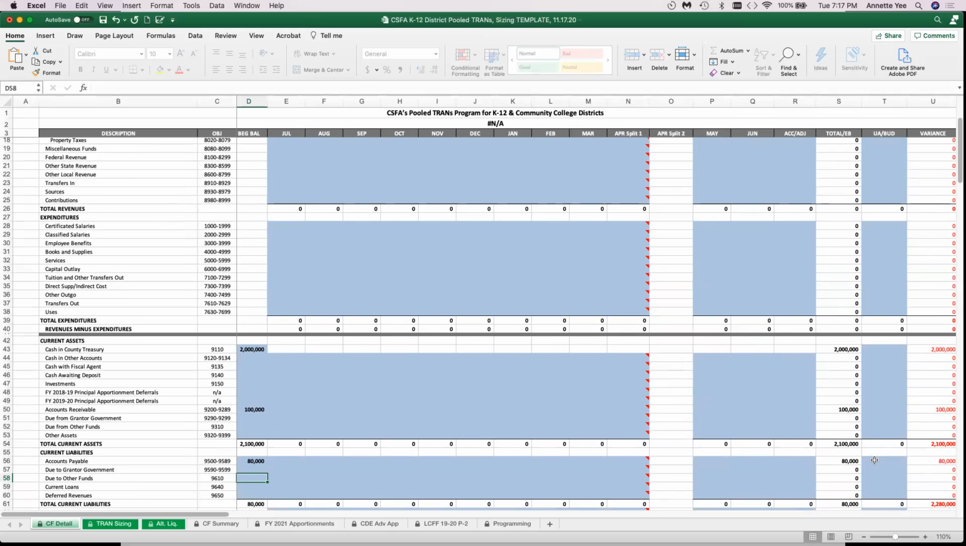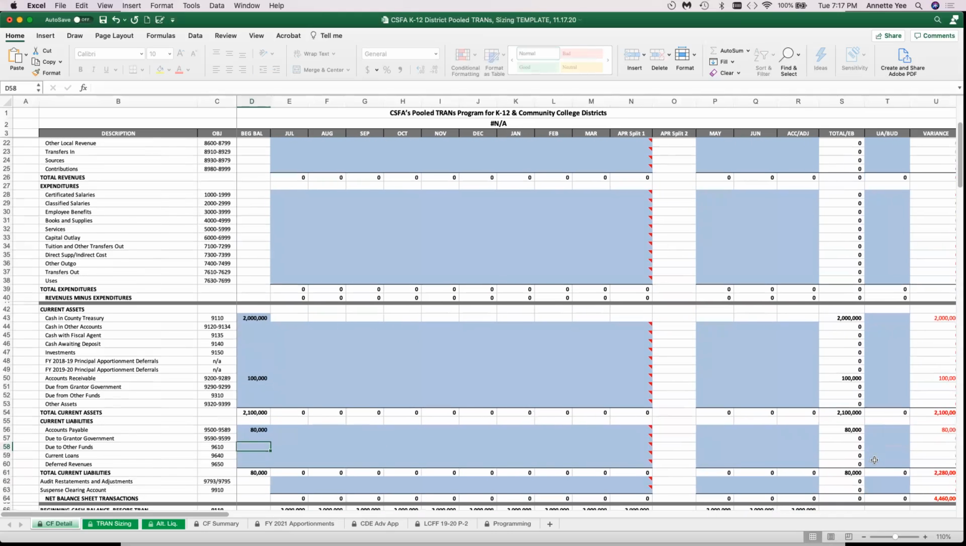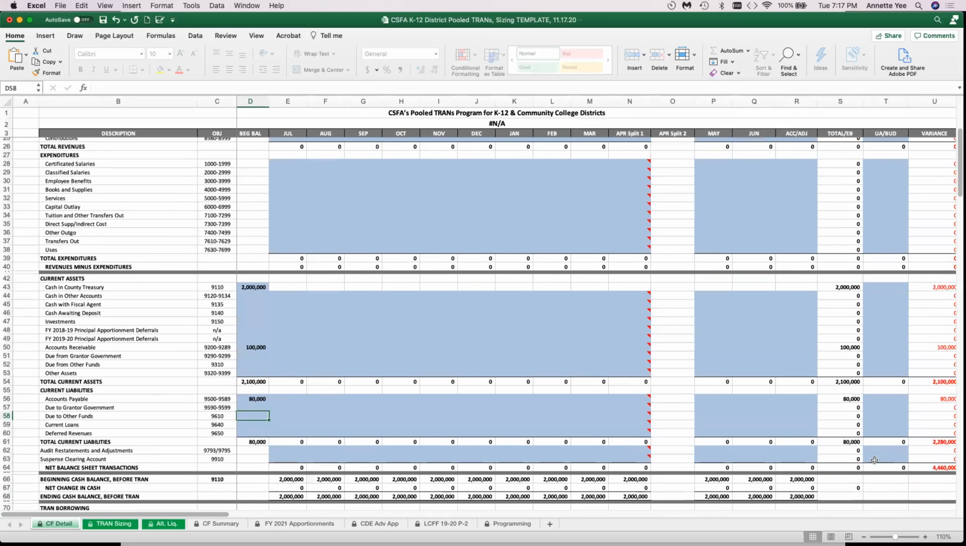Since we didn't pay or receive anything, we should have a cash balance that doesn't change according to this template, right? Right. We started off with $2 million and we end the year with $2 million, because we didn't do anything on our balance sheet.